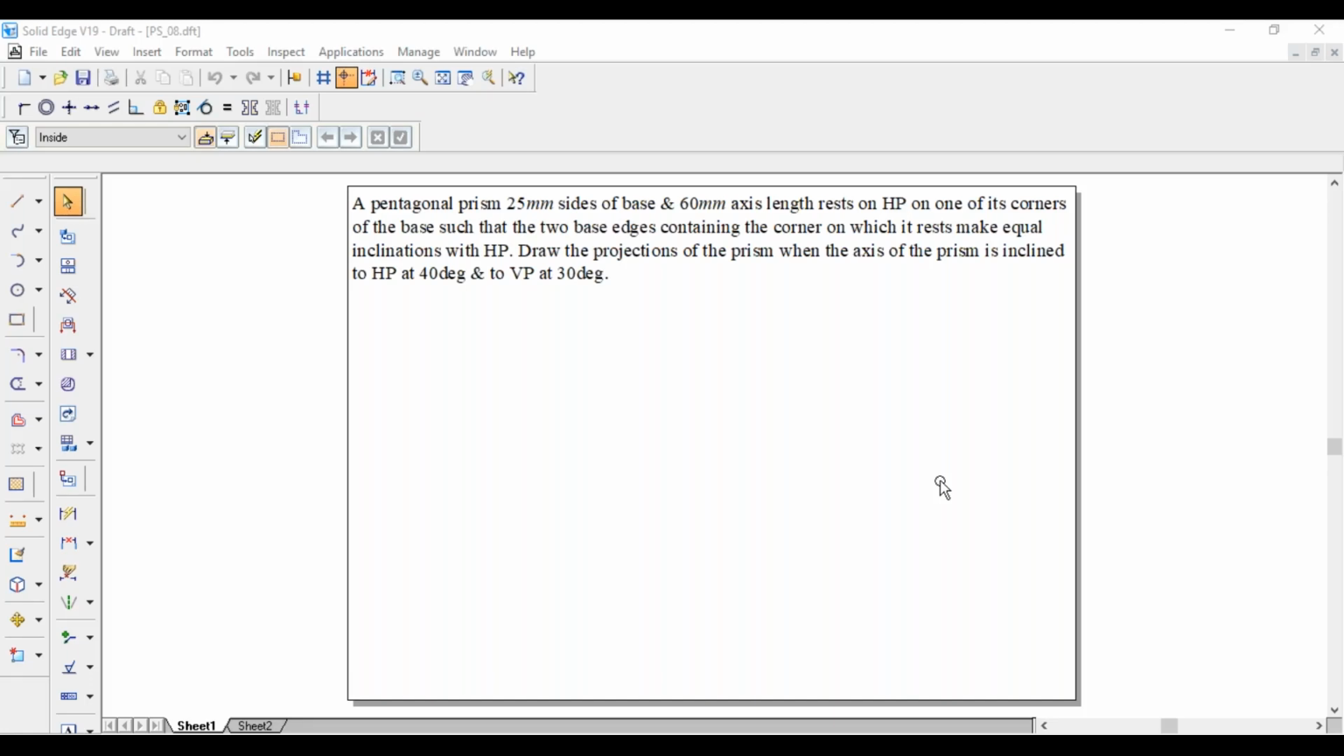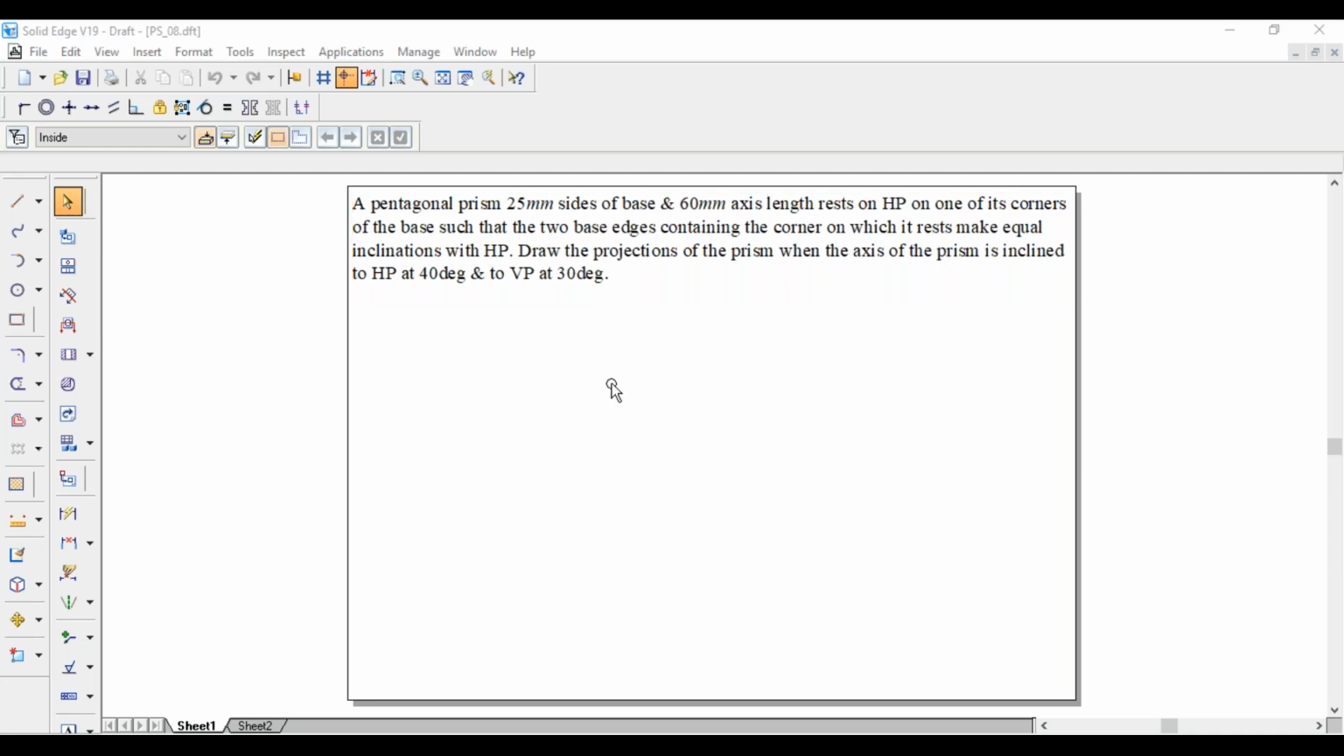Myself Raghavendra. Today we are going with a prism problem. A pentagonal prism, 25 mm sides of base and 60 mm axis length, rests on HP on one of its corners of the base, such that the two base edges containing the corner on which it rests make equal inclinations with HP. Draw the projections of the prism when the axis of the prism is inclined to HP at 40 degree and to VP at 30 degree.